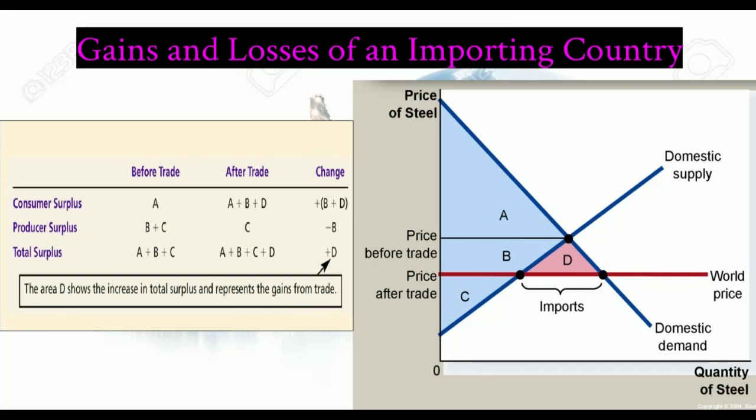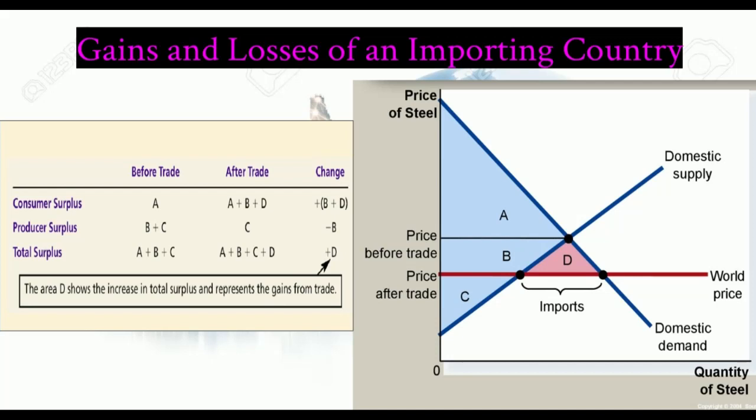Their intersection shows the equilibrium, that is the price before trade, and the red line is the world price, that is the price after trade. Before the trade was allowed, the consumer surplus is the area above the price line and below the demand curve. So before the trade was allowed, the consumer surplus was the area A. Now at a new price, the world price, the consumer surplus is A plus B plus D, and the change in consumer surplus is plus B plus D, meaning the consumers gain the area B plus D.